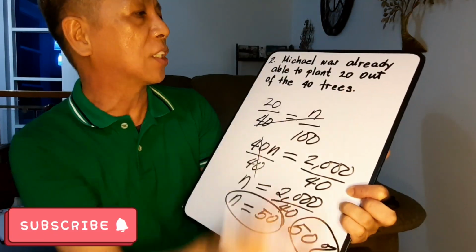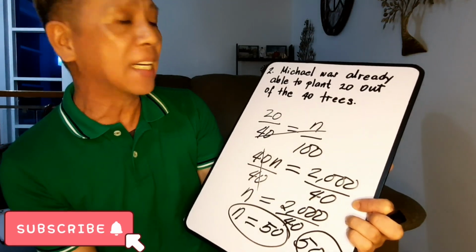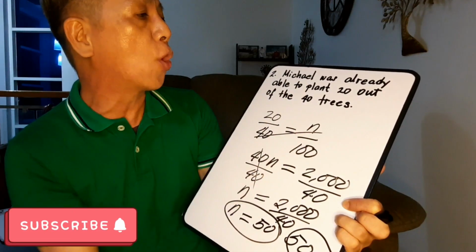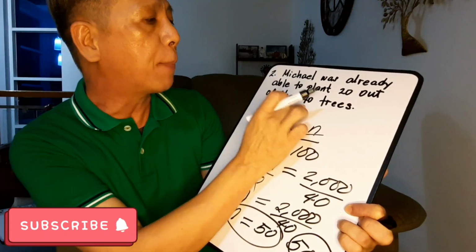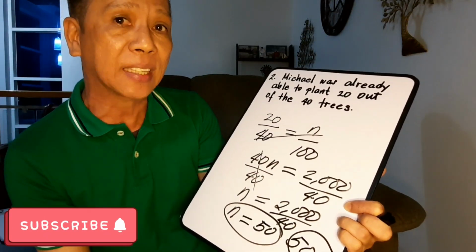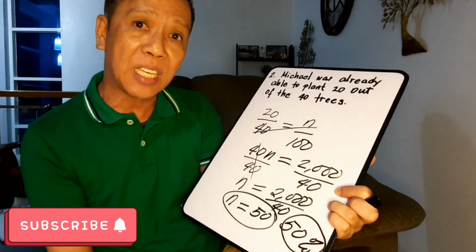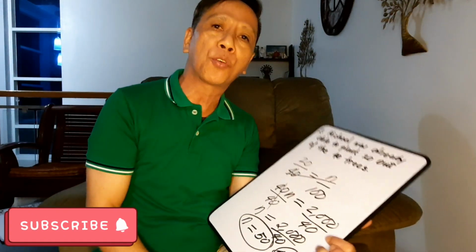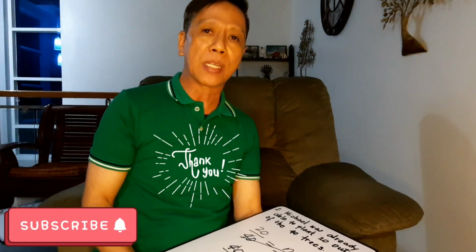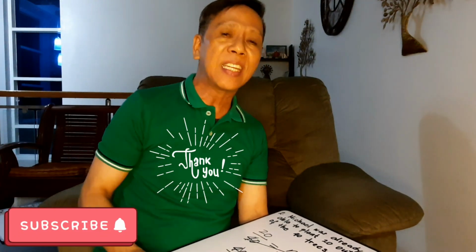O, tingnan nyo lang dito, ano? 20 ang kaya niyang itanim. 40 na po yung trees. O, pagpalagay natin na itanim yung 20. 40 na po yung puno. Di ba kalahati? Nung 40 ay 20. Therefore, 50%. Yan. Palagay ko malinaw na how to find or determine the percent of a given number in a problem.